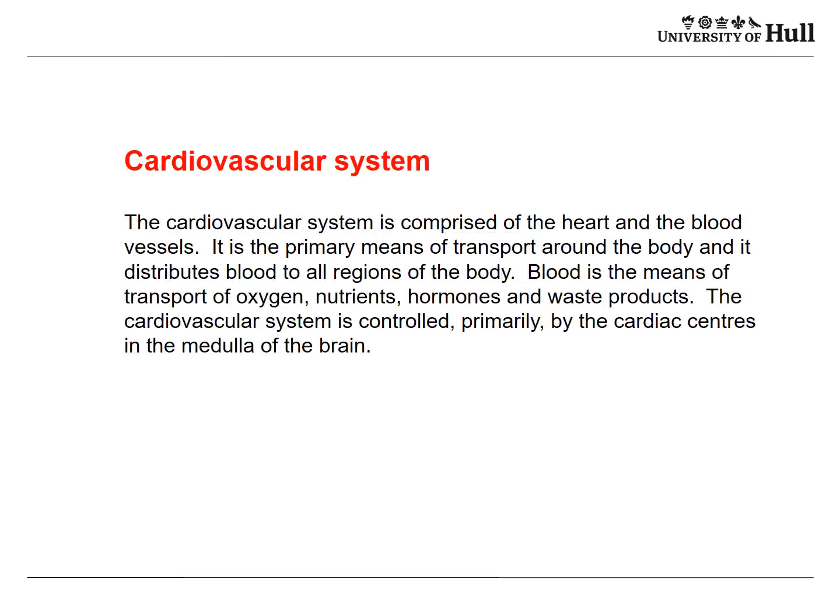So the cardiovascular system, just to recap, is comprised of the heart and the blood vessels. It is the primary means of transport around the body, and it distributes blood to all regions of the body. Blood is the means of transport of oxygen, nutrients, hormones and waste products, and it also, you should note, transports heat around the body. The cardiovascular system is controlled primarily by the cardiac centres in the medulla of the brain.